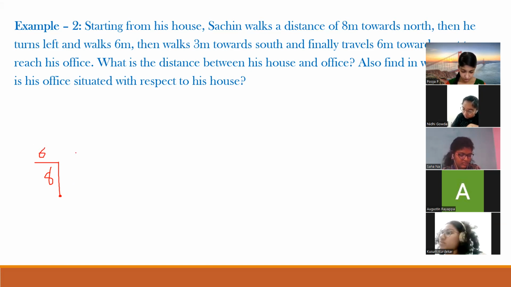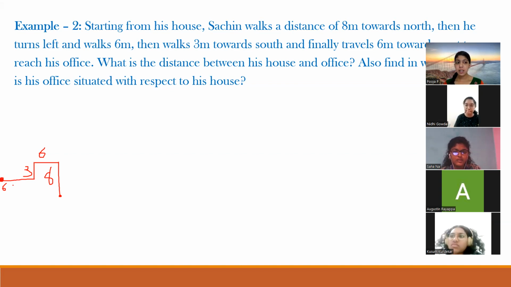Okay. Then he walks 3 meters towards south. From here, south is downward. This is 3 meters towards south. And finally travels 6 meters towards west. So yeah. And that is where he reaches his office. That is nothing but the final destination. So this distance is 6. Okay, so this is the final destination. So what is the distance between his house and office, and also find out the direction in which his office is situated with respect to his house.